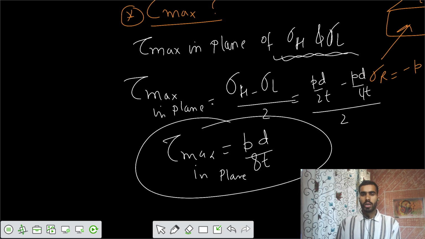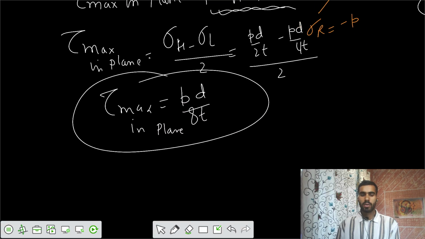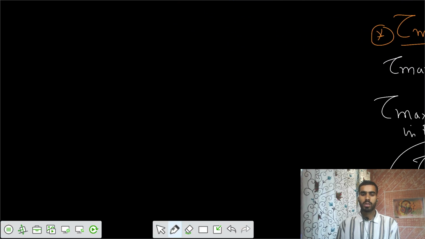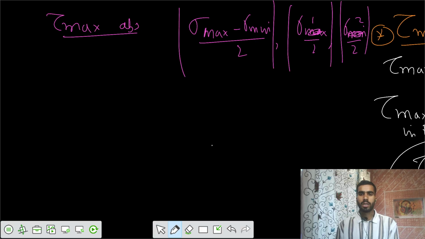Now, if you're talking about tau max absolute, we know that tau max absolute is the maximum of the modulus of these three: (sigma max minus sigma min) by 2, sigma max by 2, or sigma min by 2. Or we can say sigma 1 by 2, sigma 2 by 2, the mod of these three. That's the maximum out of these three.